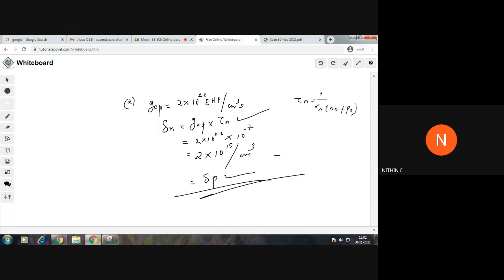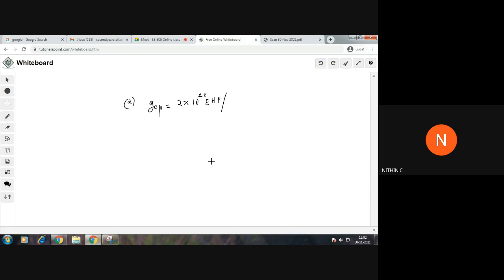So in the second part, the B part of the question, it's given that the carrier lifetime tau is defined as excess carrier concentration divided by recombination rate. Recombination rate is actually the product of N and P. This is the recombination rate R is equal to N into P.